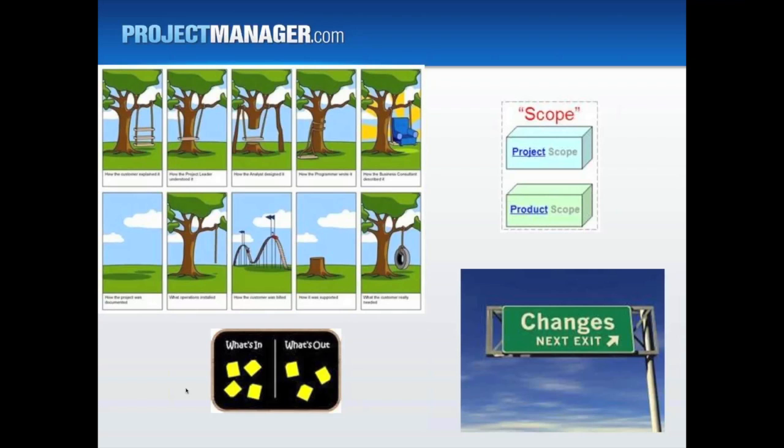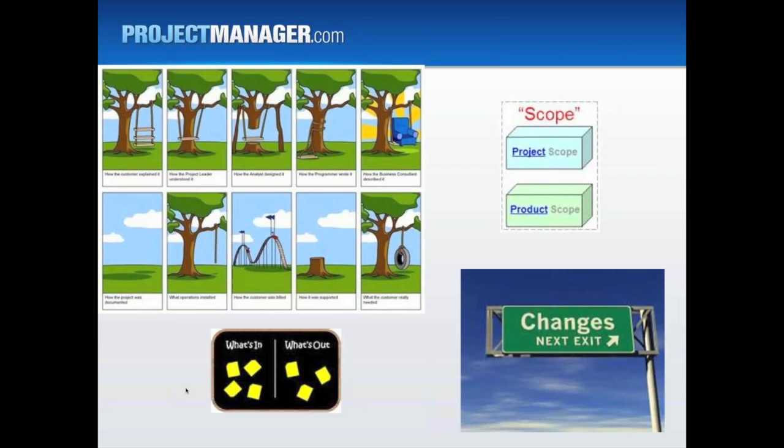So let's take some of the things. And here we just have a few graphics on scope. And the visual, the little cartoon picture up in the top left-hand corner where you see different visuals, is a cartoon that's seen a lot of times, and it's just showing how differently different people see the scope of a project.